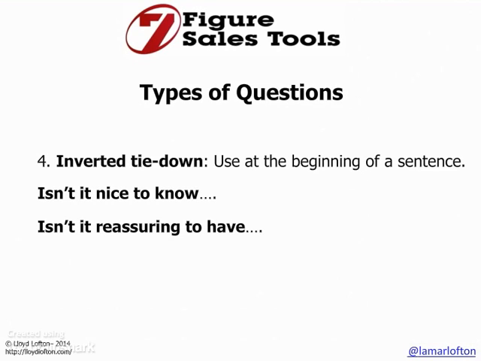Another type of tie-down question is an inverted tie-down, and that's typically used at the beginning of a sentence. Isn't it nice to know that you're going to save enough money on here to pay for your lead program? Isn't it reassuring to have a plan that you don't have to worry about whether service calls are included? See how I use isn't it nice to know, isn't it reassuring? That's an inverted tie-down. You use that at the beginning of the sentence.